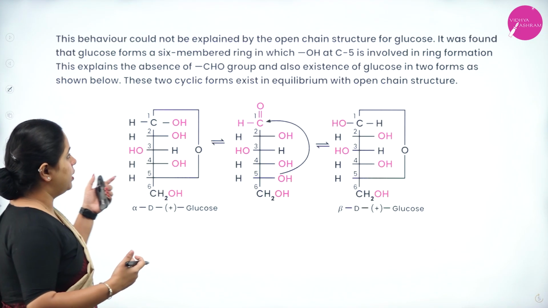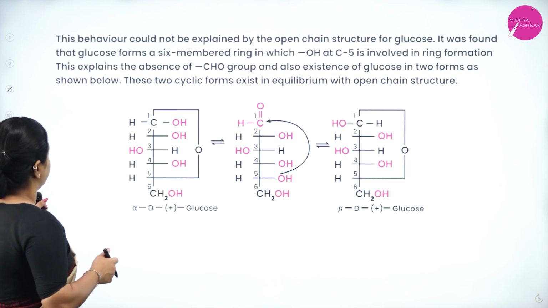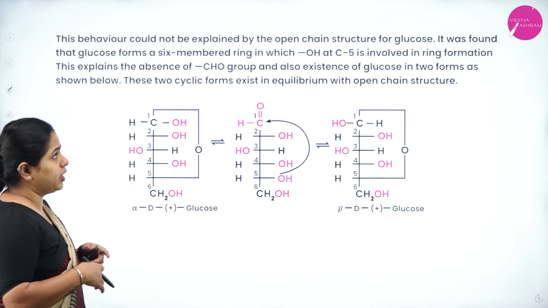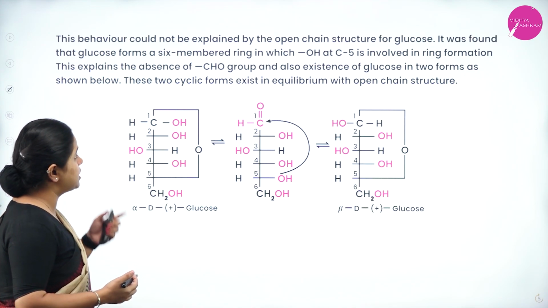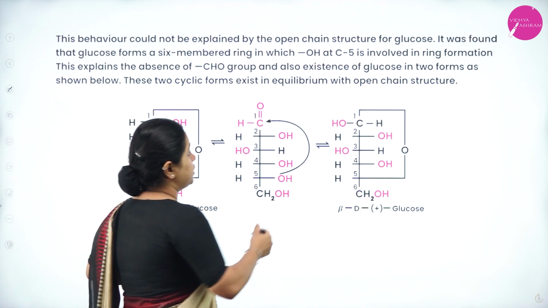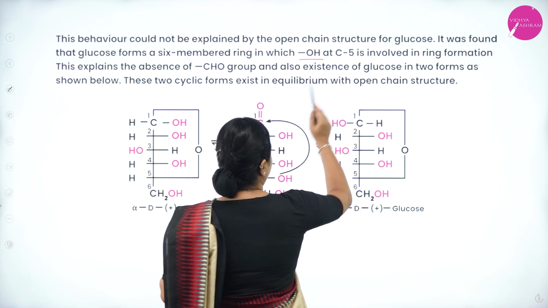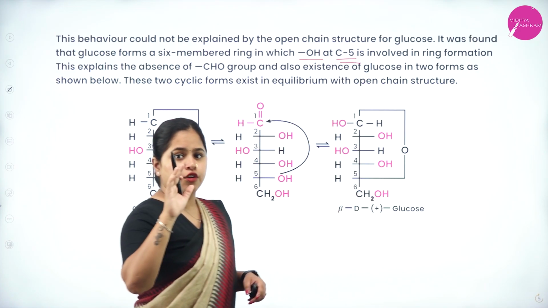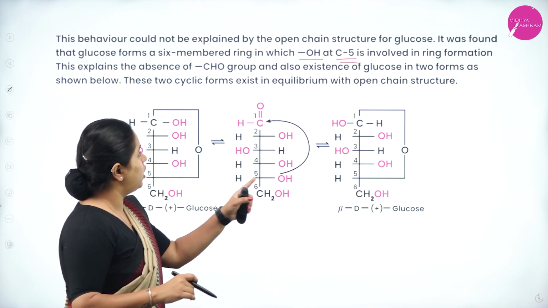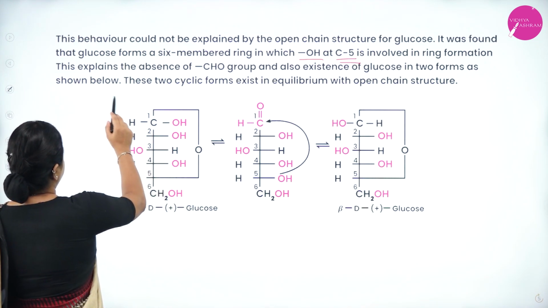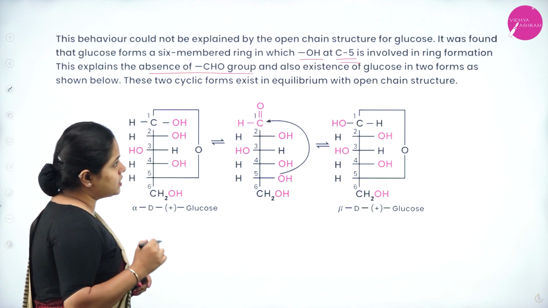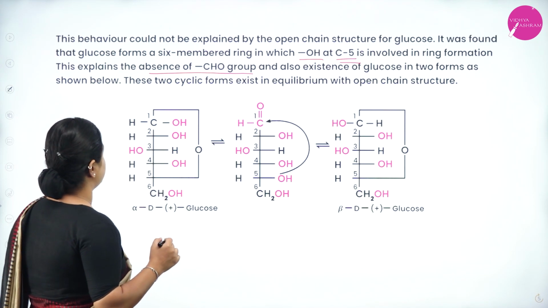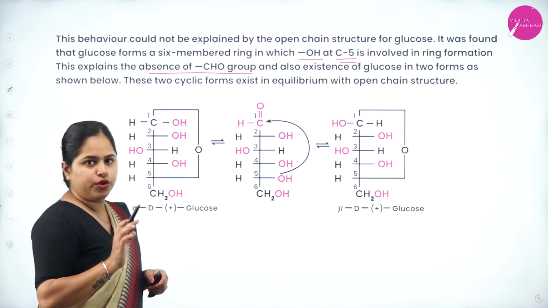So then we move on to the cyclic structure. This behavior could not be explained by the open chain structure of glucose. It was found that glucose forms a 6-membered ring in which the hydroxyl group at C5, that is the 5th carbon atom, is involved in ring formation. This explains the absence of the aldehyde group and also the existence of glucose in 2 forms, as shown below. That we are going to discuss now.